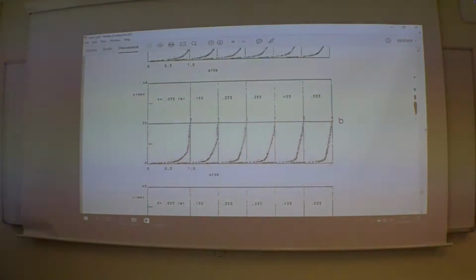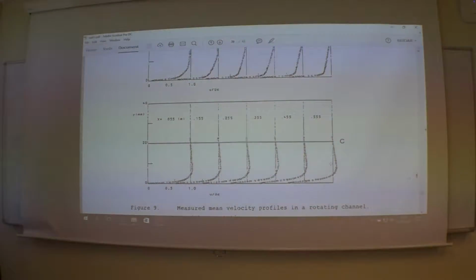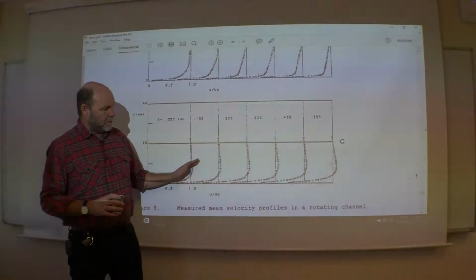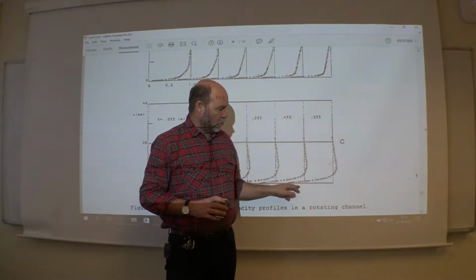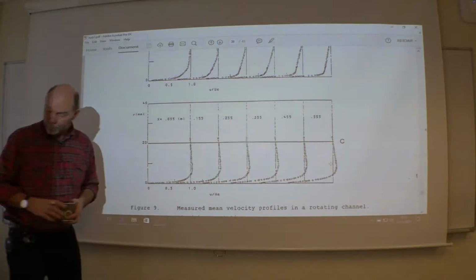While on a suction side, the opposite happens. It becomes more and more laminar. The velocity increases and it tends more and more towards the laminar parabola.